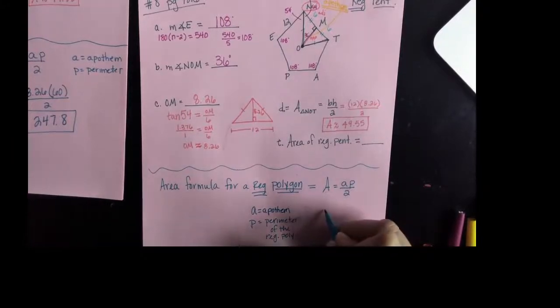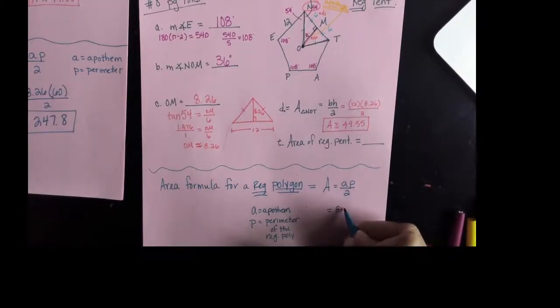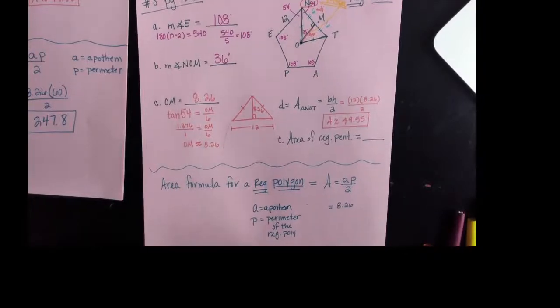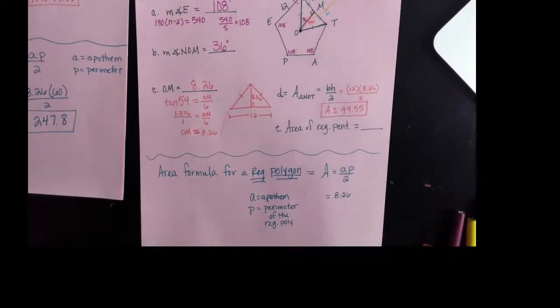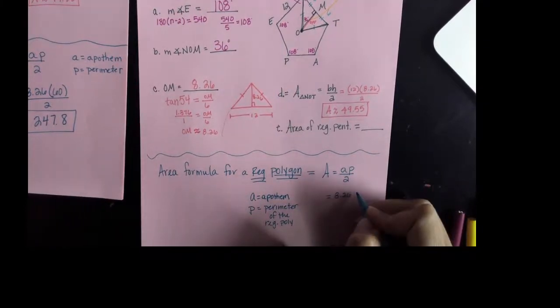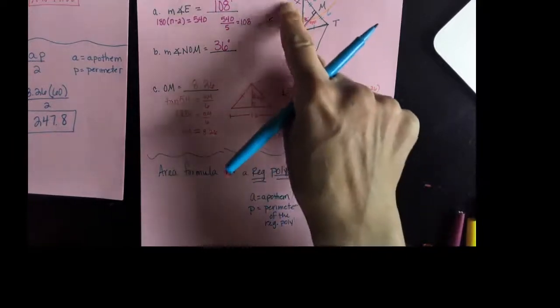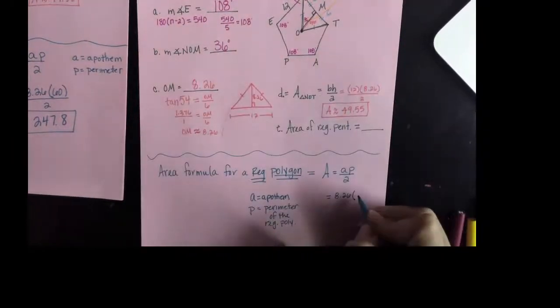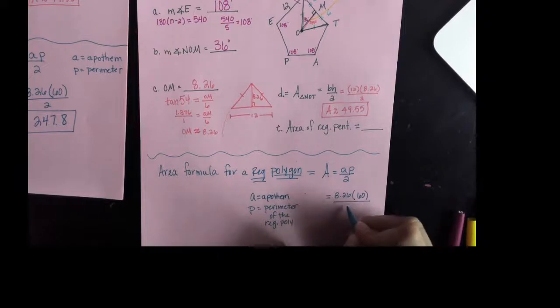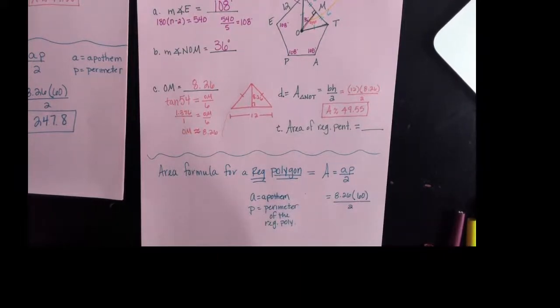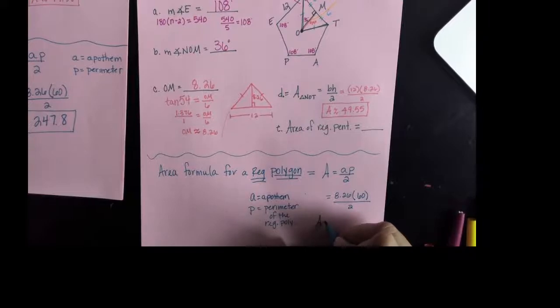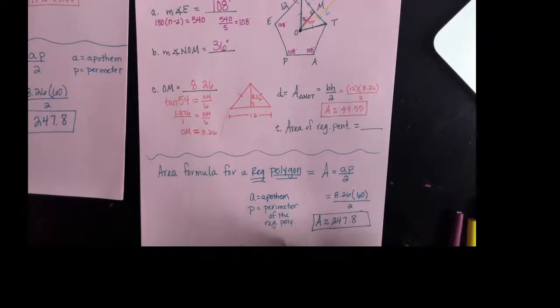So what's nice about this is we just figured out that the apothem was 8.26. We had to do trig for it, but we figured it out. Sometimes you might have to do special rights or even the Pythagorean theorem. We're going to multiply it by perimeter. Well, if each side is 12 and there's 5 sides, that's 60. We're going to then divide that by 2. So we end up with an area of about 247.8. And I don't think it has the dimensions, but if it did, it would be whatever squared.